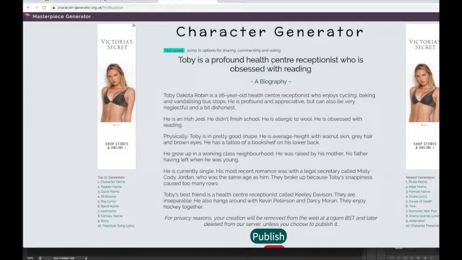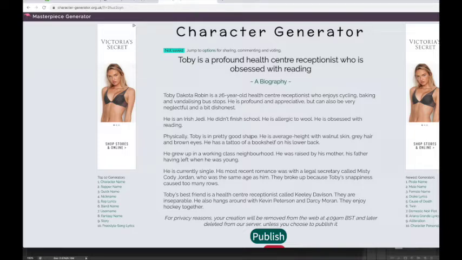He's a profound health center receptionist who's obsessed with reading. Okay, yeah, he liked reading. He's a 26-year-old health center receptionist who enjoys cycling, baking, and vandalizing bus stops. He's profound and appreciative, but also can be very neglectful and a bit dishonest. He's an Irish Jedi. He didn't finish school. He's allergic to wool. He's obsessed with reading.